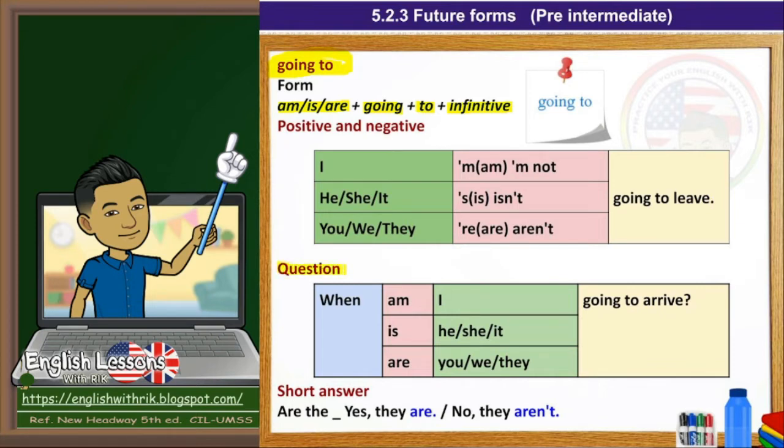Question. When am I going to arrive? When is he going to arrive? When are they going to arrive? Short answer. Are they going to get married? Yes, they are. Or, no, they aren't.